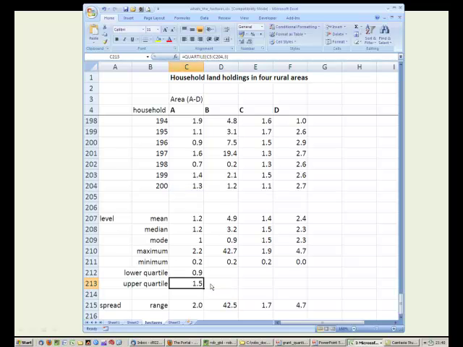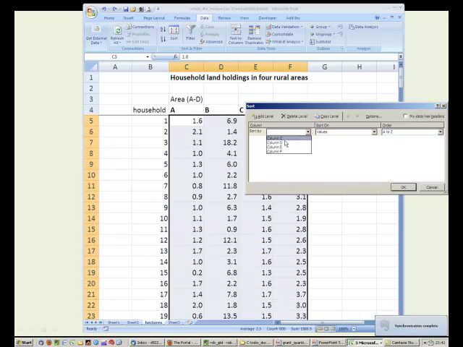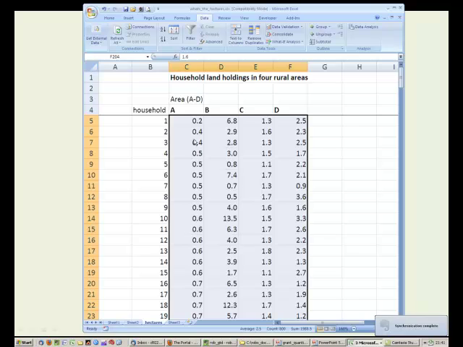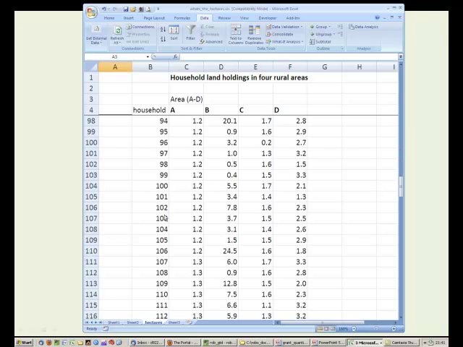Now let's try and explain what that means. The way I'll try and explain it is that I'm going to sort these again. So there we've sorted it on column C. And now, if you remember, there are 200 households. So if I go down to the 100th household, I'll find the value is 1.2, and the 101st is also 1.2. Because there are 200 households, the middle one would be somewhere in here. There's an even number, so the median would be 1.2.